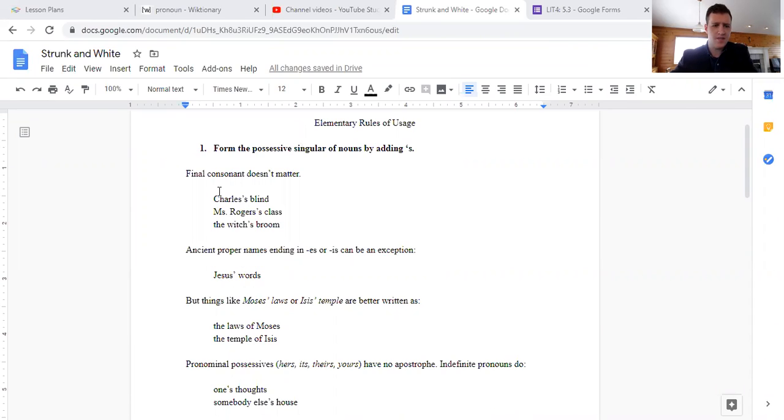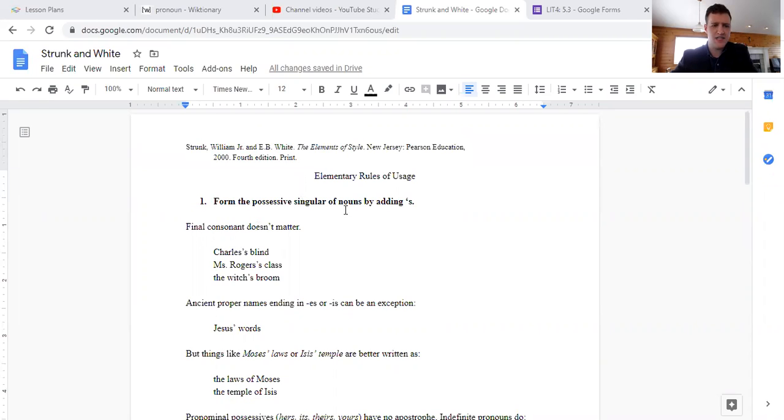So number 1, form the possessive singular of nouns by adding apostrophe s. And let's back up. So if you think you know this, that's great, but there's probably some things regarding possessives that you're not so sure about too. So don't be above these rules, I guess is what I'm saying, because students, even college students and adults, mess these things up all the time. So let's just try to learn from them.